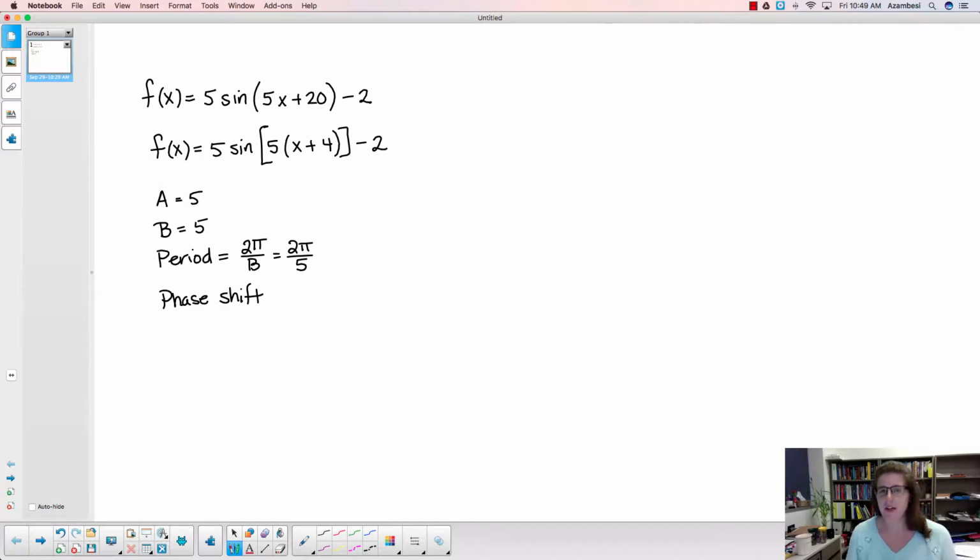We also have a phase shift going on, so my phase shift is what's left after I factor out the b. Remember, it goes in the opposite direction of the sign. So here I'm going 4 units left, and if we're talking about 4 units to the left, it's really like moving -4. So it's -4 units left. The midline is y equals -2. We've shifted 2 units down.